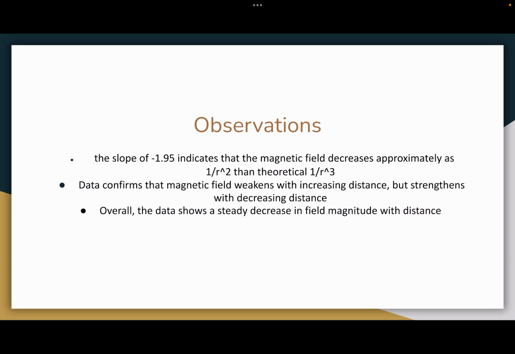For the observations, the slope of negative 1.95 indicates that the field decreases more slowly than the theoretical slope of negative 3. The field strength increased significantly as the magnetometer was moved closer to the magnet. Overall, the results confirm that the magnetic field weakens with increasing distance from the source.